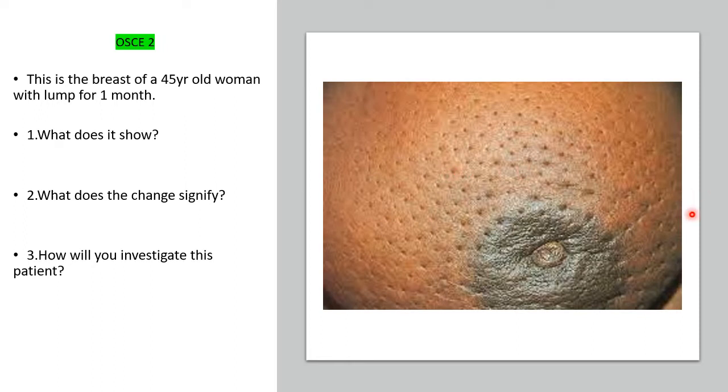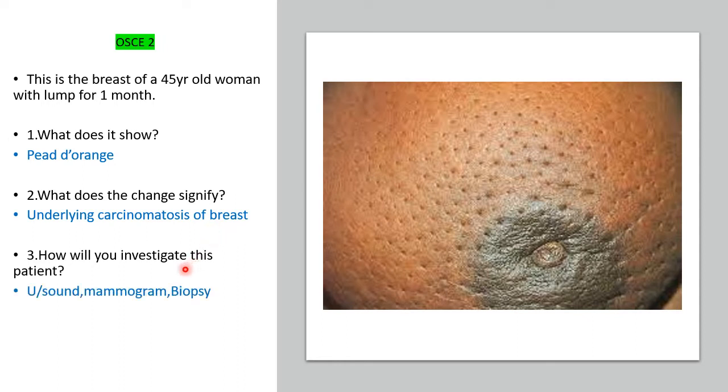So the answers to this question: this is what is called peau d'orange change of a breast. What does it signify? Underlying carcinomatosis of the breast. How will you investigate this patient? Again, the triple assessment: ultrasound, mammogram, and biopsy.